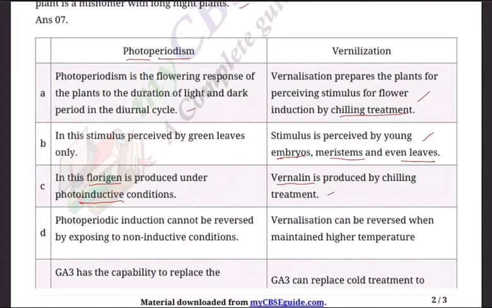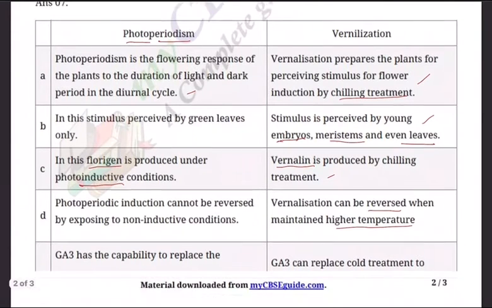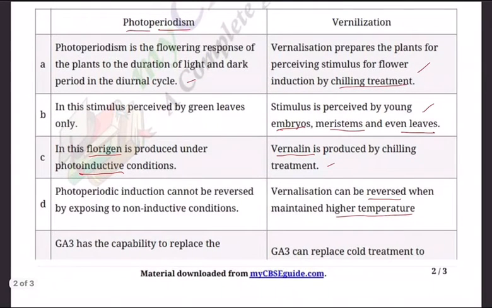Under photoperiodism, photoperiodic induction cannot be reversed by exposing to non-inductive conditions, whereas in vernalization it can be reversed when maintained at higher temperature. Alter the temperature, change the temperature, reversibility.